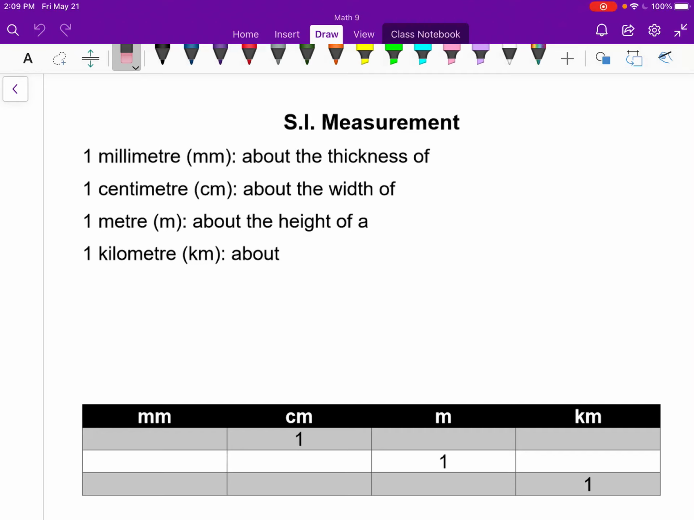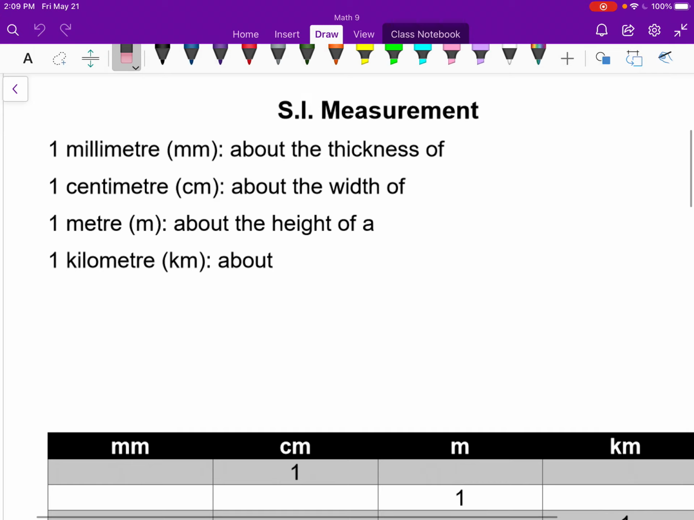All right, so this is looking at SI measurement, which is the international standard, or metric, which is what the vast majority of the world uses. It's officially what we use in Canada, but we also use a bit of the imperial system as well, which is like feet and inches. But in terms of distances, the main measurements we look at are millimeters, centimeters, meters, and kilometers.